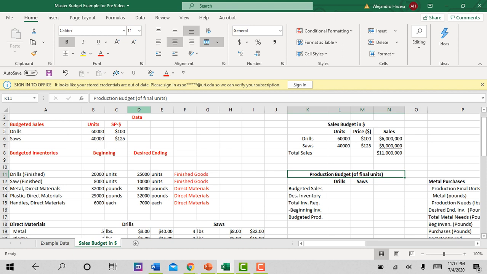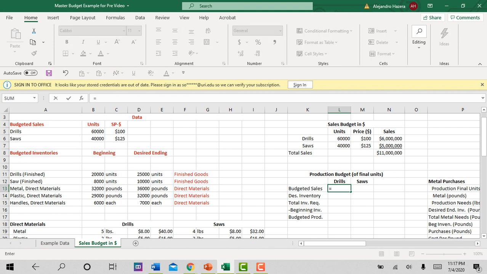You have a beginning inventory and a desired ending inventory that you have to account for. Okay, so here's what we've got. Here's our production budget, and you're going to see that this logic is like the cost of goods sold logic in accounting, or BUS 503 in basic accounting. You're going to add a couple things up, take out the beginning inventory, and that's what you're going to need to make or sell or whatever.